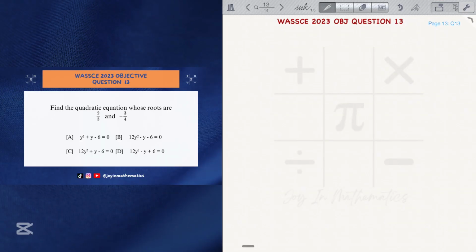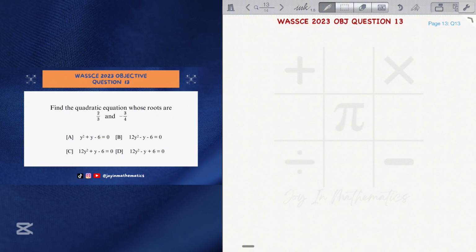Moving on to WAEC 2023 objective question 13. The question says we should find the quadratic equation whose roots are 2/3 and -3/4. Now we have been seeing this form of question being repeated in so many places, both in WAEC and also in JAM. So let's begin.